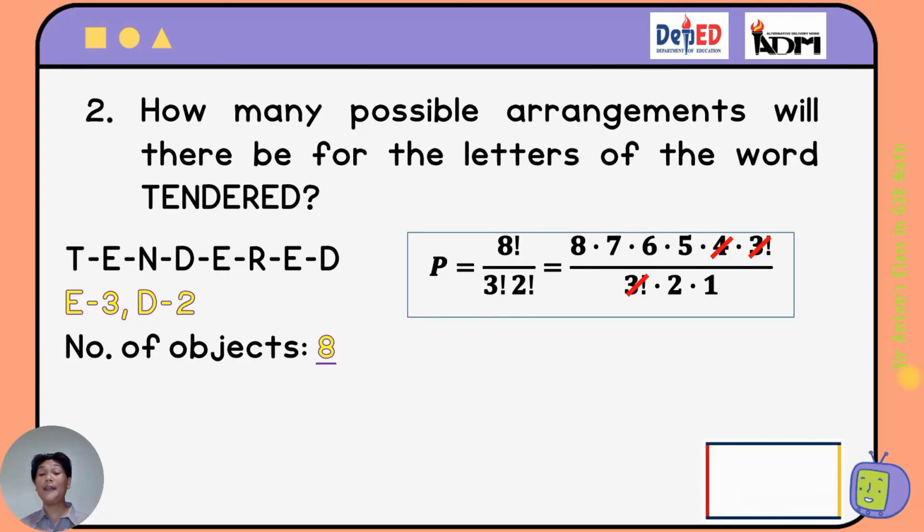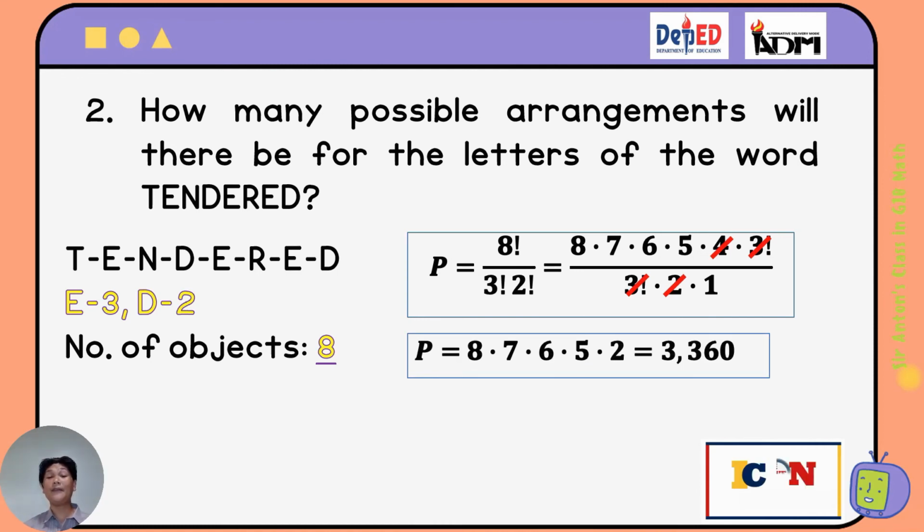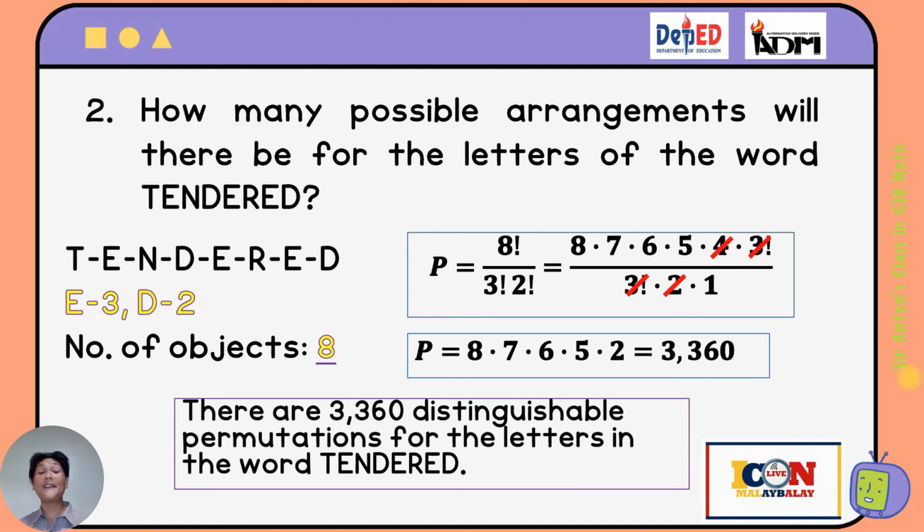Also, we can divide 4 by 2, so 2 will be left in the dividend. Simplifying, we have 8 times 7 times 6 times 5 times 2, which is equal to 3,360. Therefore, there are 3,360 distinguishable permutations for the letters in the word tendered. I hope you got that one.